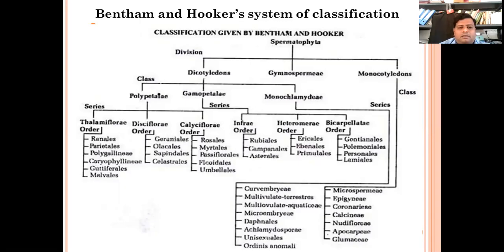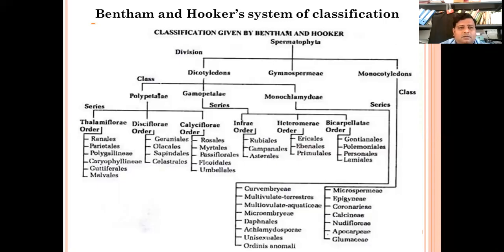Bentham and Hooker have grouped advanced seed-bearing plants into major divisions called Phanerogamia. These divisions have been divided into three classes, namely dicots, gymnosperms, and monocotyledons. Here you can see the diagram of the classification of the plant kingdom: the Cryptogamia and Phanerogamia, further divided into dicotyledons, gymnosperms, and monocotyledons. So phanerogams or Spermatophyta are divided into three classes, that is dicotyledons, gymnosperms, and monocotyledons.